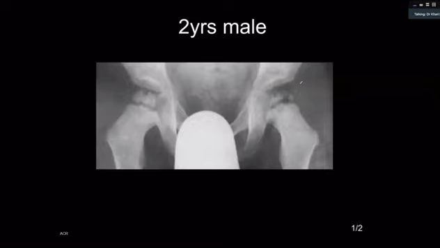Let me clear this. So can we have number 11, please? If number 11 is with us. Yep. Okay. So over to you. How will you describe this?